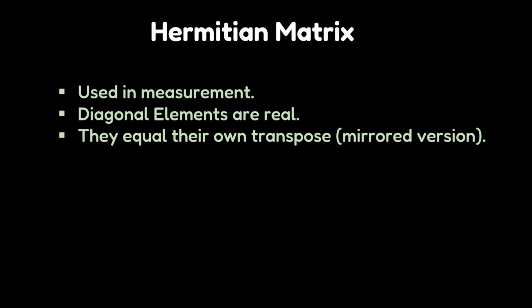Hermitian matrices are another special family. These are the matrices used in measurements. Measurement in quantum computing is a big topic. We will explore it properly later. But here is the basic idea. Hermitian matrices represent quantities you can observe, like energy, spin, direction, state outcomes, etc. Hermitian matrices have some characteristics, like their diagonal elements are real and they equal their own conjugate transpose, or you can say mirror version. But the intuition you need right now is simple.